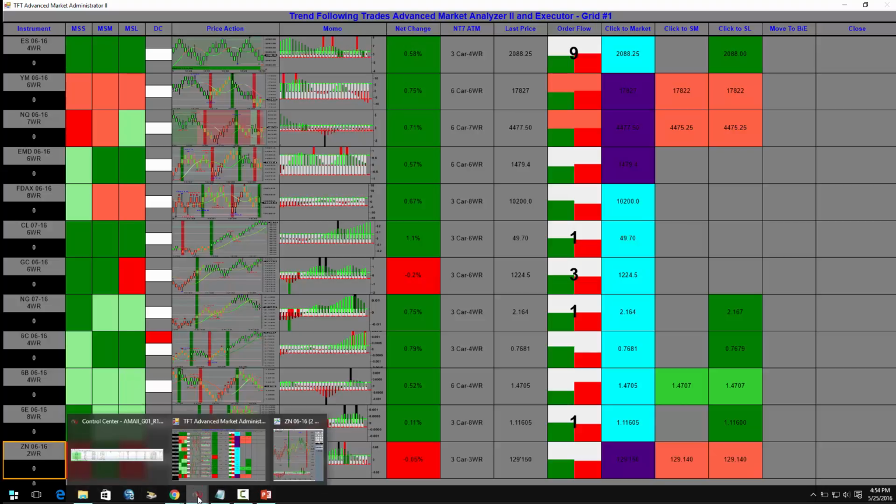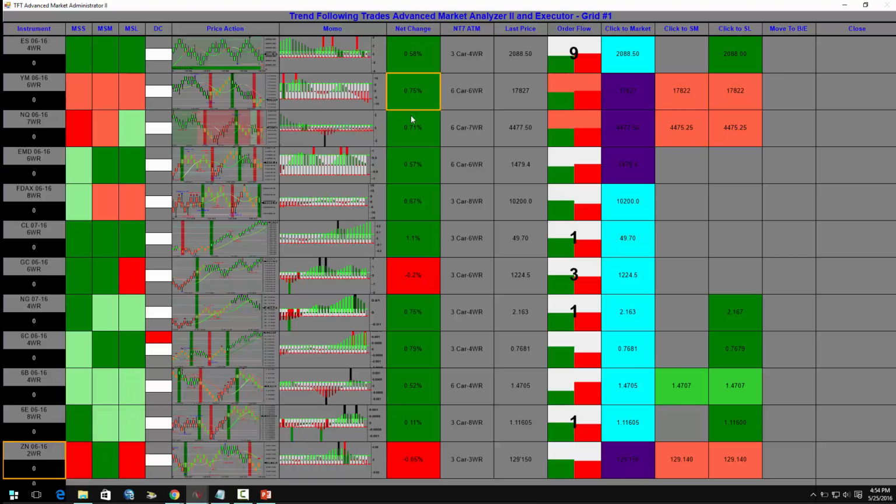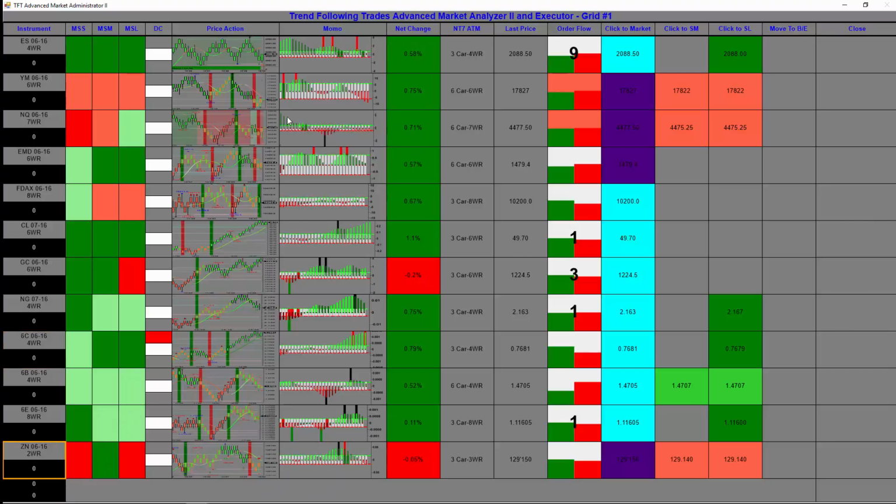You'll see the charts that are open through the bottom in NinjaTrader. These are all the charts that are open: Control Center, Advanced Market Administrator, and one chart. That's it. This is also where the patent-pending stuff lies.